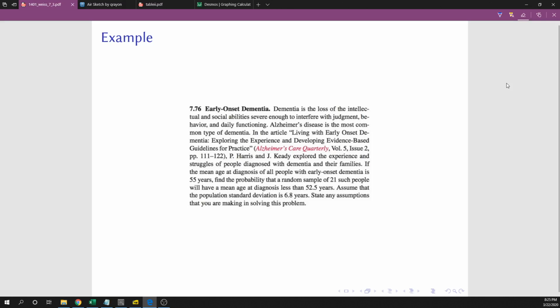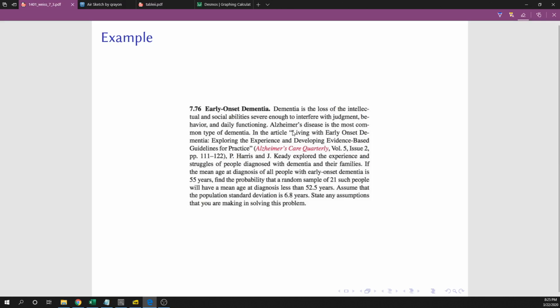If the mean age at diagnosis of all people with early onset dementia is 55 years, find the probability that a random sample of 21 such people will have a mean age at diagnosis less than 52.5 years. Assume the population standard deviation is 6.8 years. State any assumptions that you make in solving this problem. Okay, so let me write all that down.